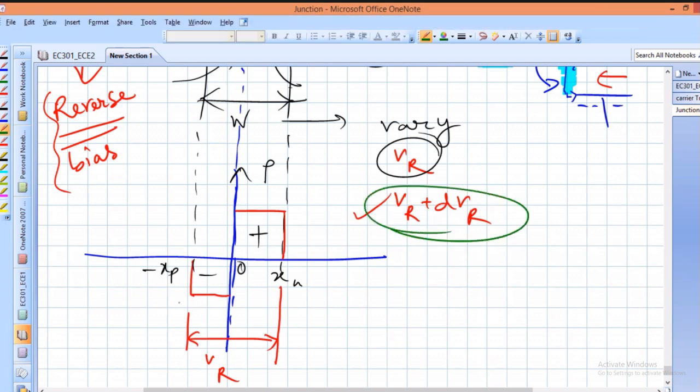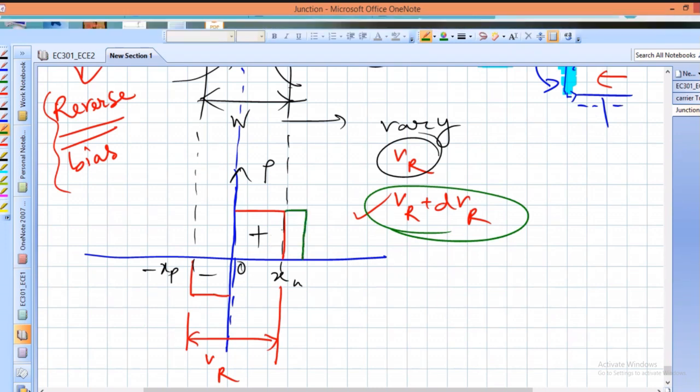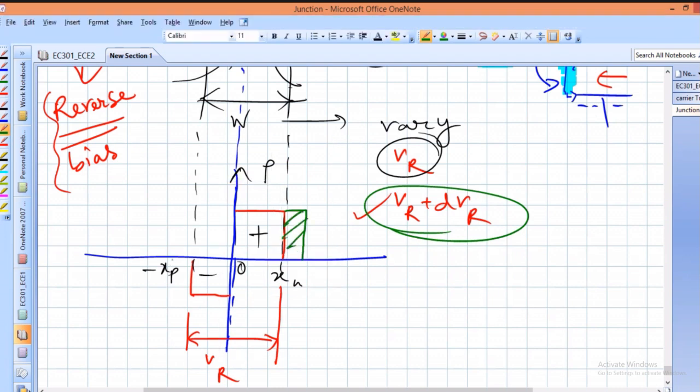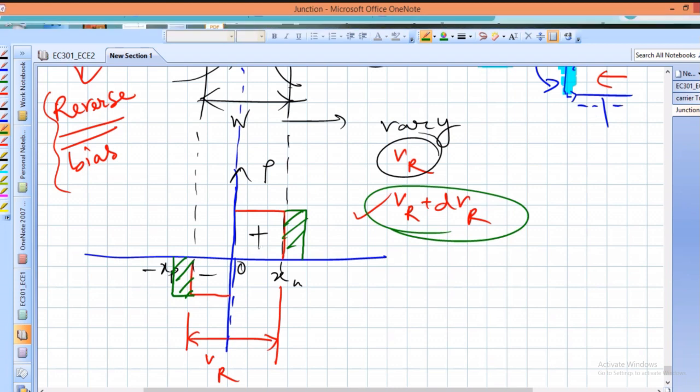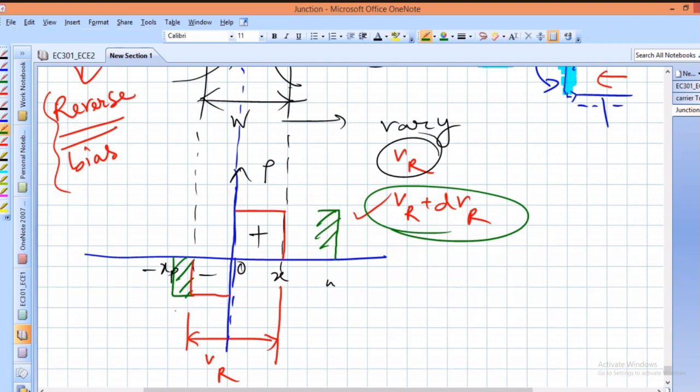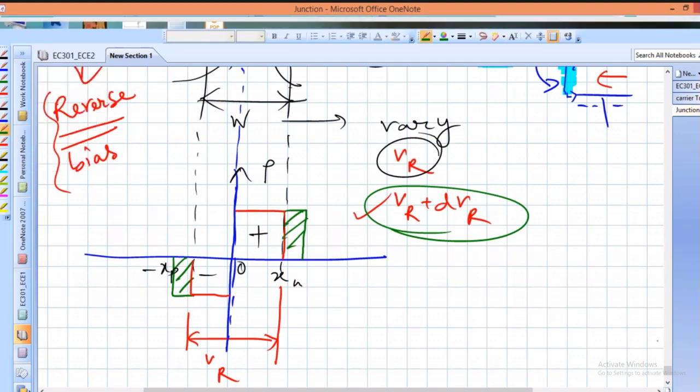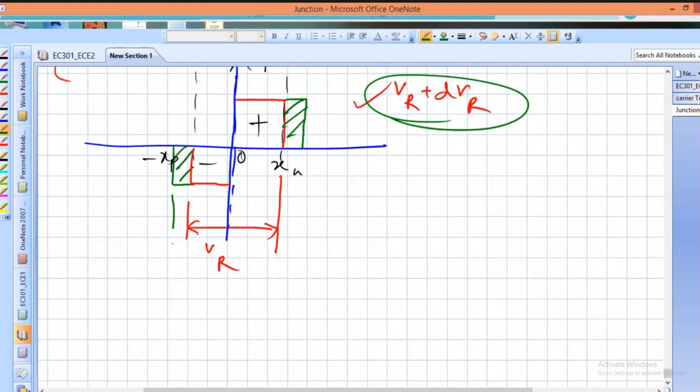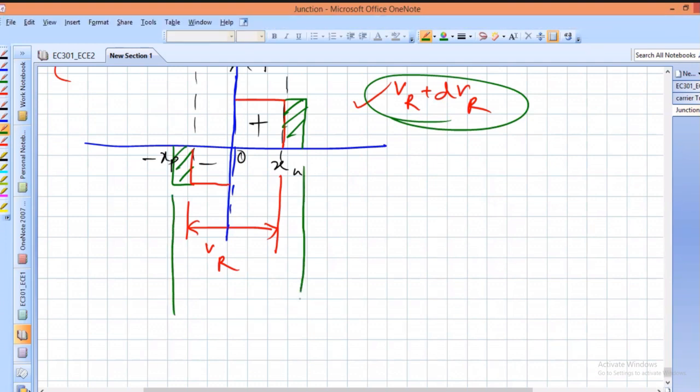Now what I did here: I increase the reverse bias voltage by the amount of dVr, due to which there will be a net increase in the uncovered positive charge and there will be an increase in the uncovered negatively charged acceptor ions. So this is the differential change which is observed due to the application of the additional voltage dVr.